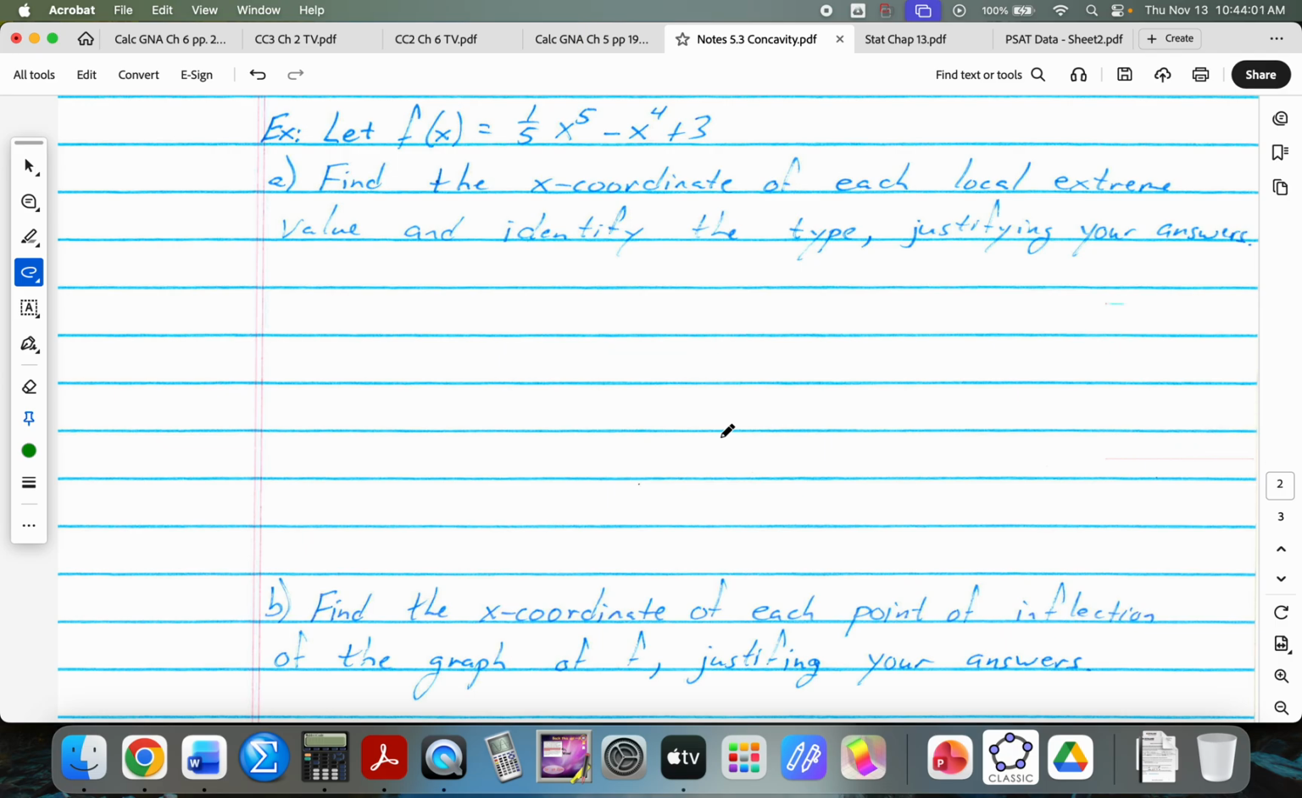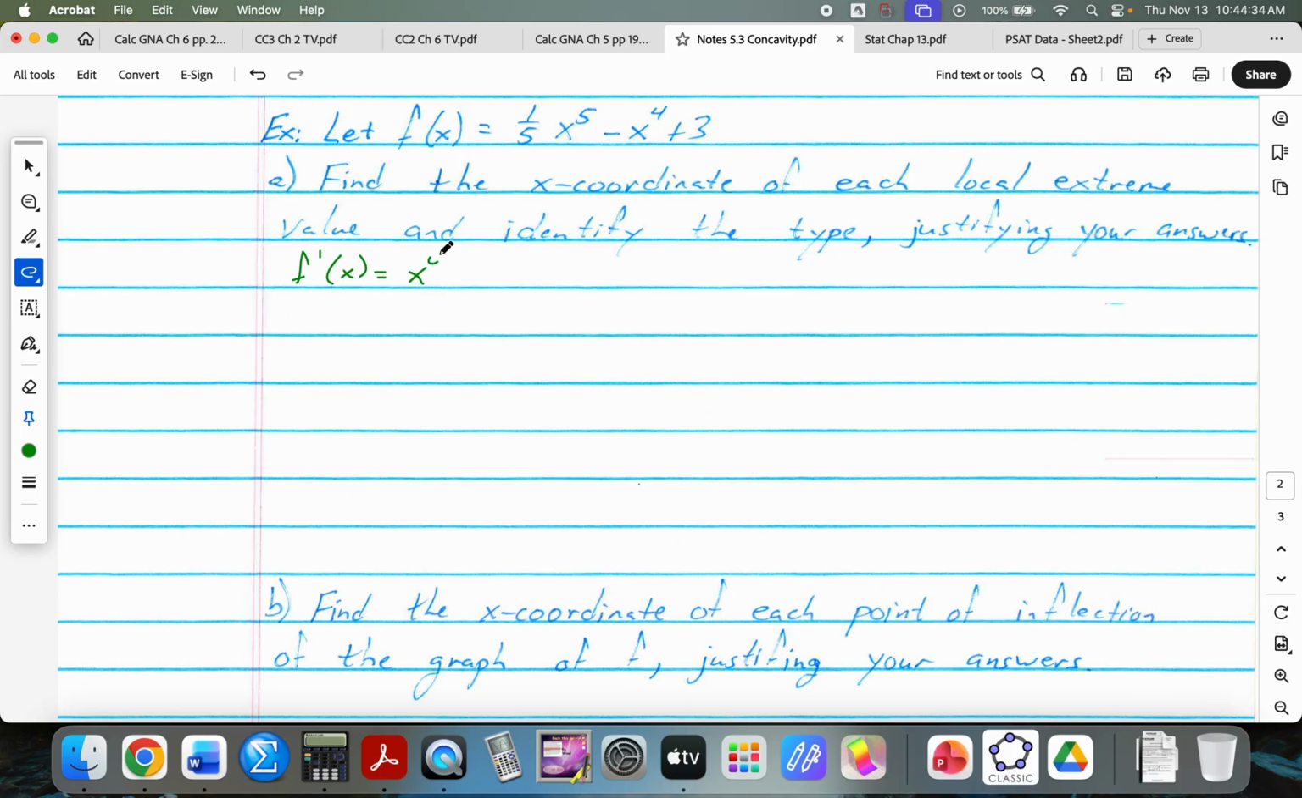Let f of x be 1/5 x to the 5th minus x to the 4th plus 3. Find the x-coordinate of each local extreme value and identify the type, justifying your answers. So if I'm trying to find local extremes, I want to find where my function changes from increasing to decreasing or decreasing to increasing. So we'll take the derivative to find critical points.